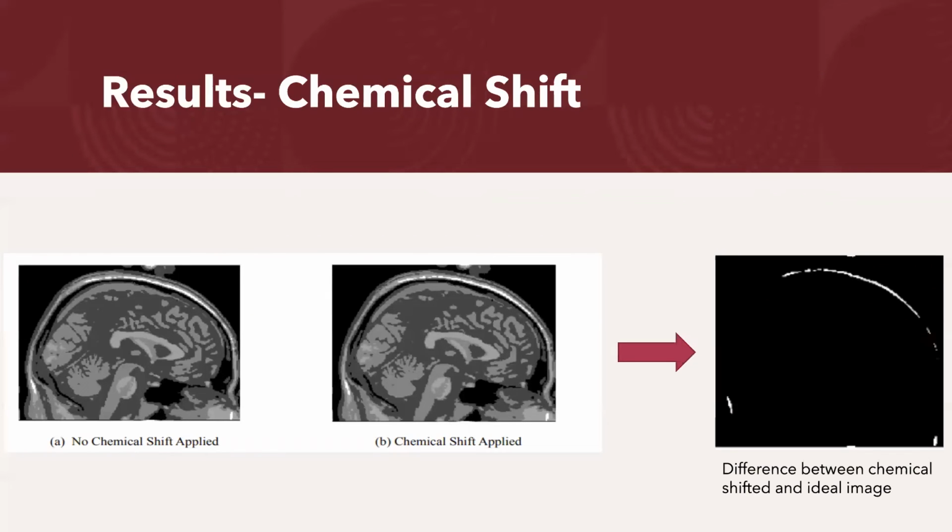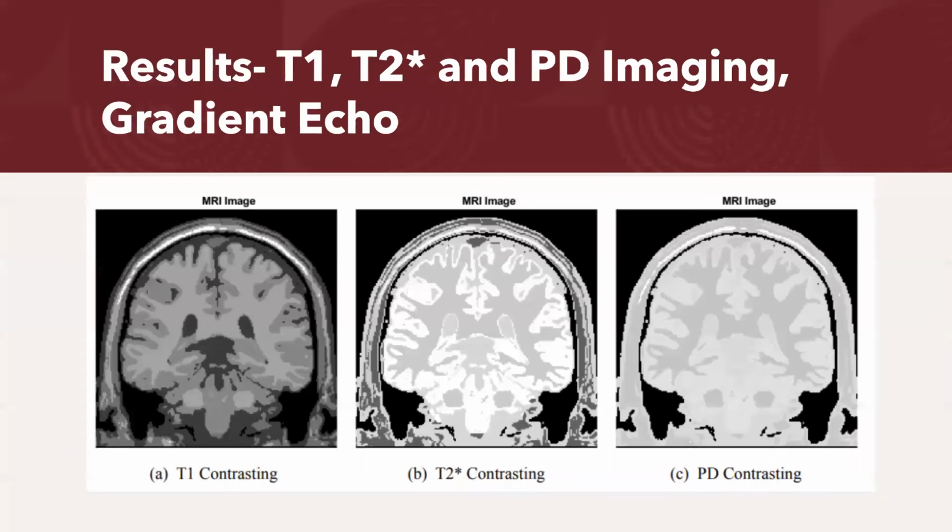Another non-ideality was the chemical shift. Even though there is no easily visible difference between images A and B when chemical shift is applied, when the 2 images are subtracted from each other, we can see that on the interface of water and fat tissue, there is a difference due to chemical shift.